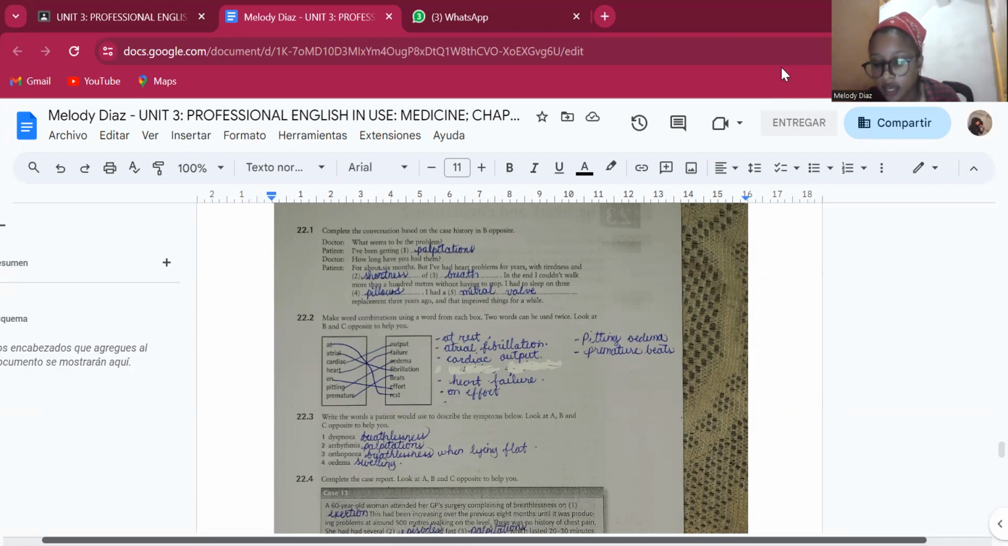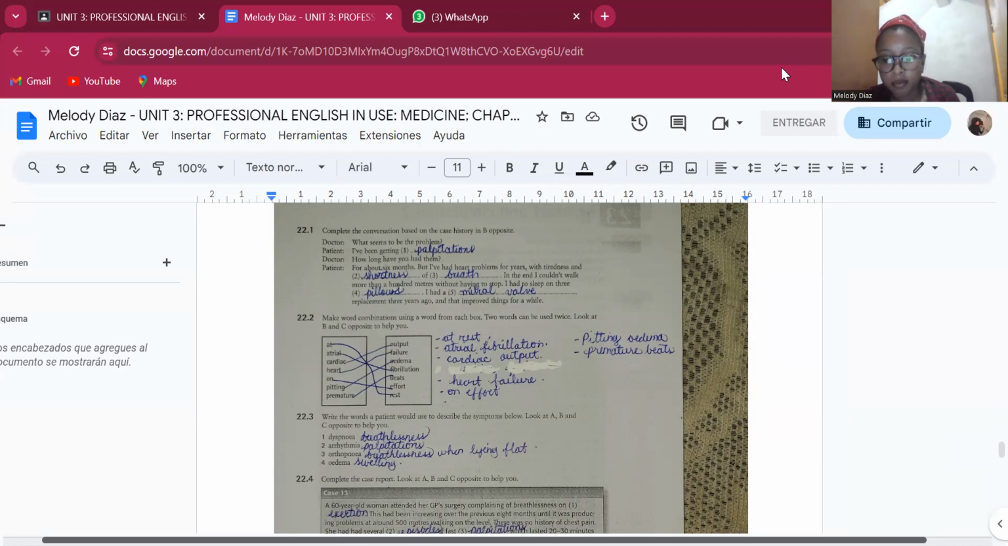Atrial fibrillation, cardiac output, heart failure, oedema, premature beats. Choose the word a patient will use to describe the symptoms below. Look at A, B, and C opposite to help you.